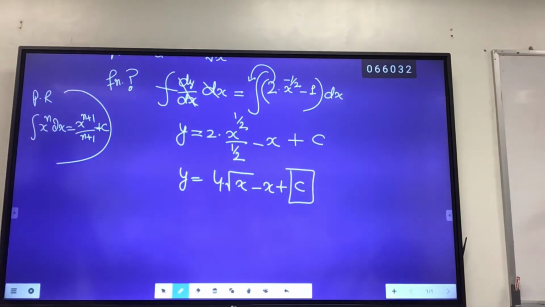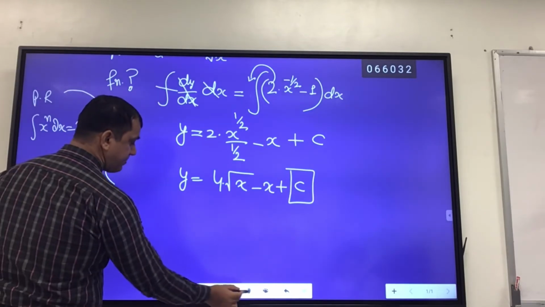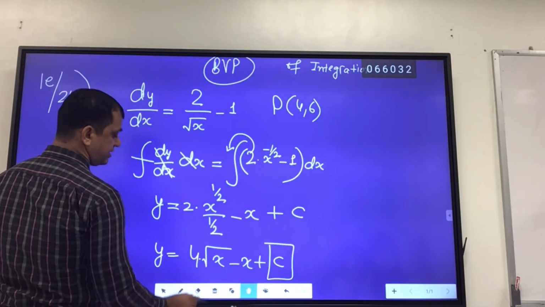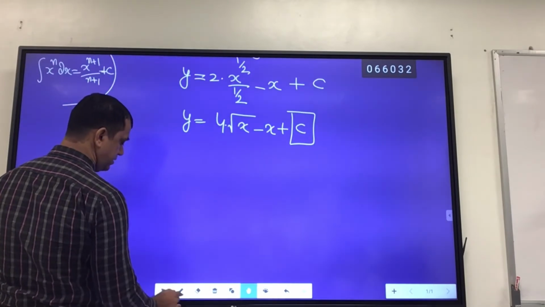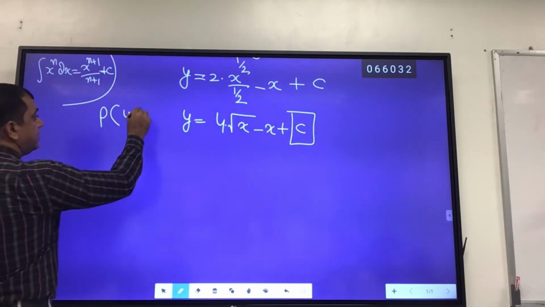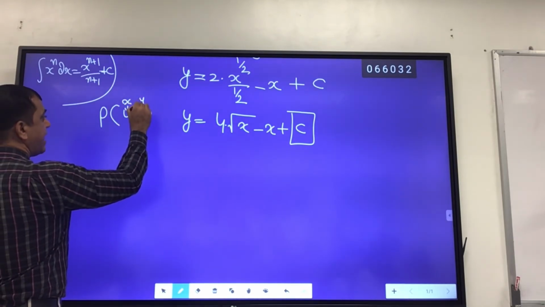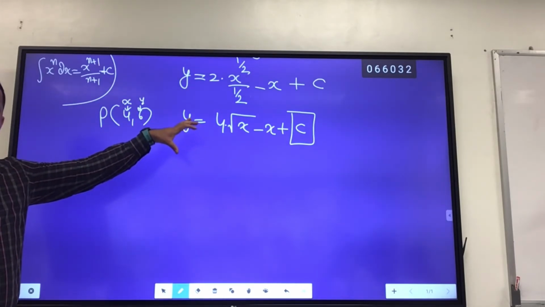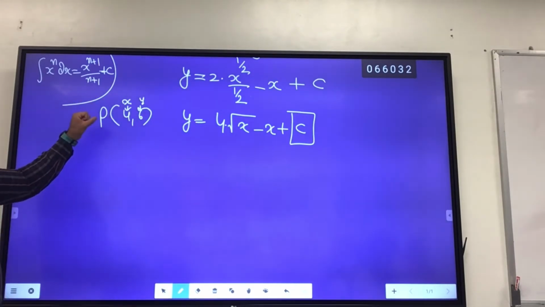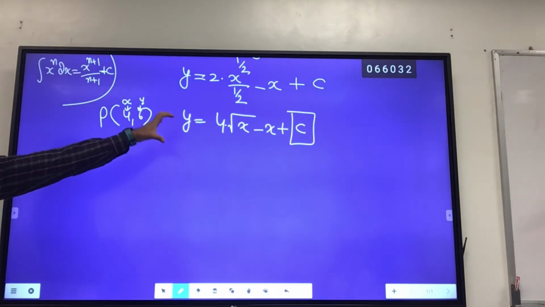Now we're going to use our BVP. On this curve, there is a point. What is that point? 4, 6. The point (4, 6) is on the curve. That means I can plug in x equal to 4 and y equal to 6 because this point is on the curve. Right? So this point is on that curve with this equation, so this point should satisfy this equation.